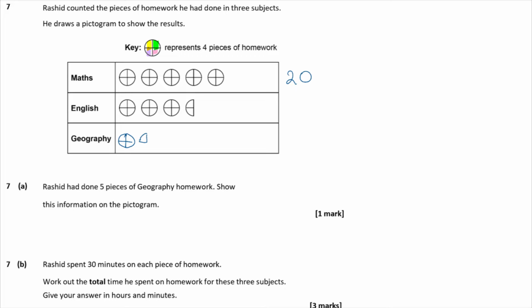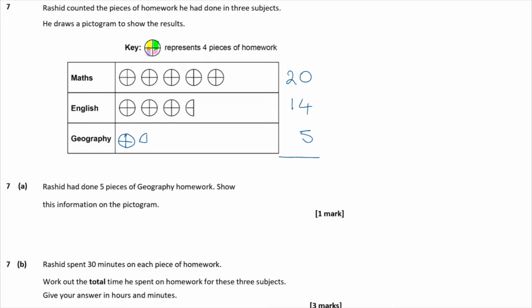Right, now next one along, I've got 3 full circles. So 3 times 4 is 12. Plus I got those 2 extra little ones in half a circle. That's going to be another 2, isn't it? So that's going to be 14 altogether. And then we worked out already that we needed 5 geography homeworks. We already drew those.